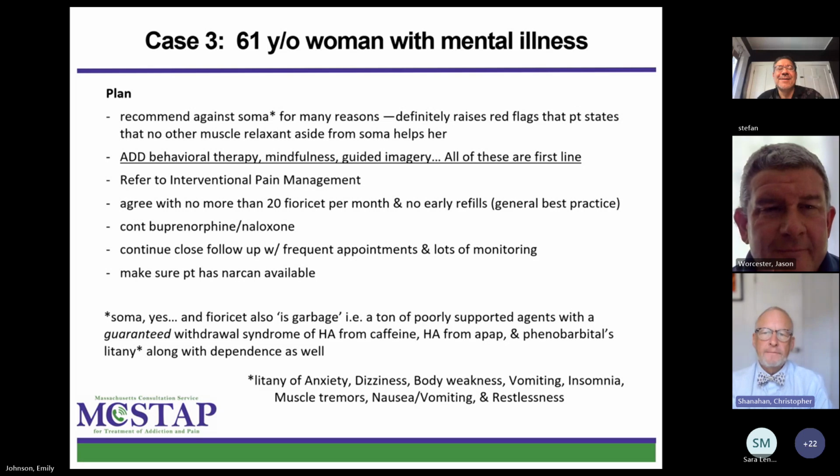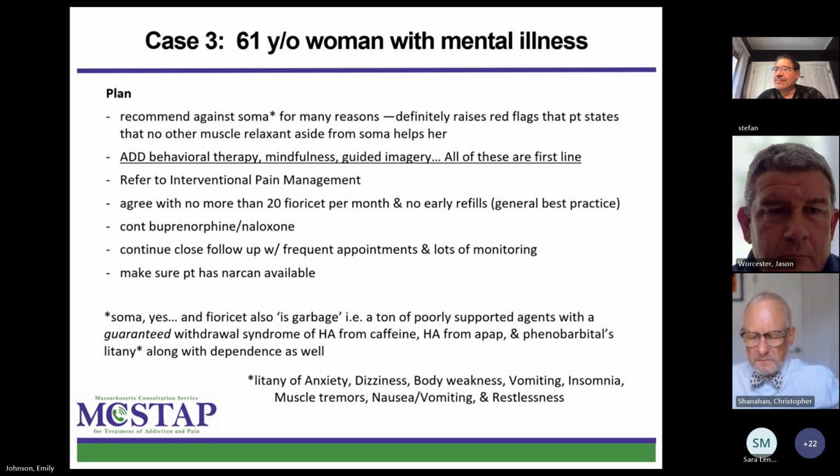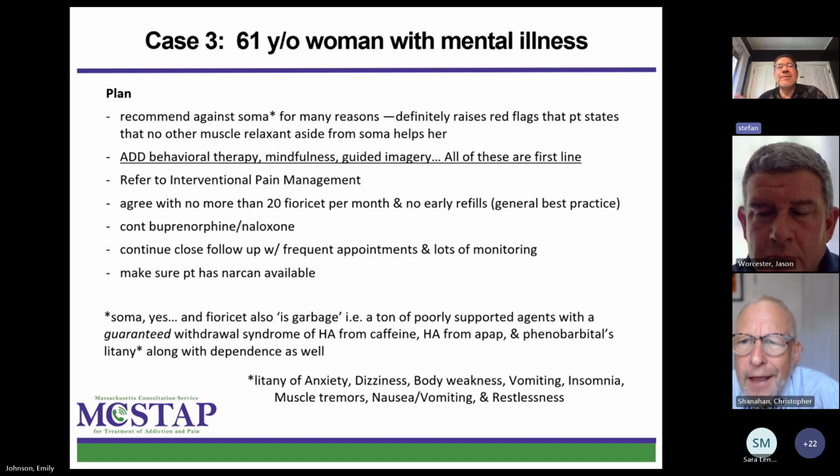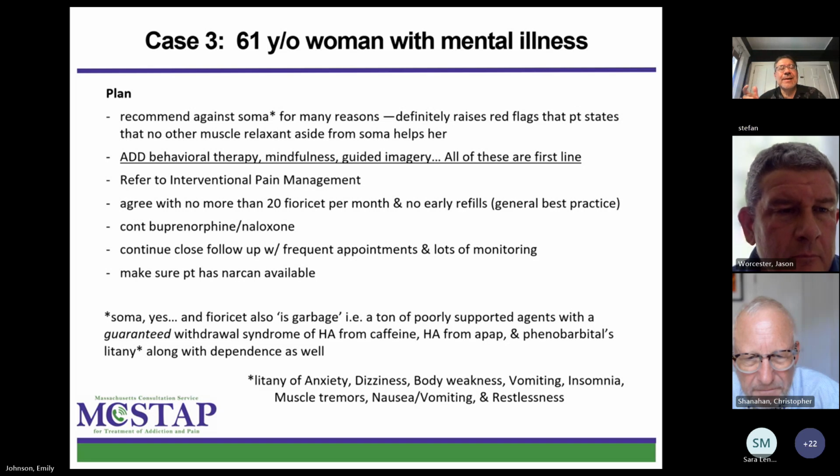Well, Fioricet is a combination drug. If you're not familiar with it, it's butalbital, caffeine, and, excuse me, aspirin. Sorry. So it's butalbital, aspirin, and caffeine. It's interesting. I checked the slide, and there are forms that have Tylenol instead of aspirin presently.